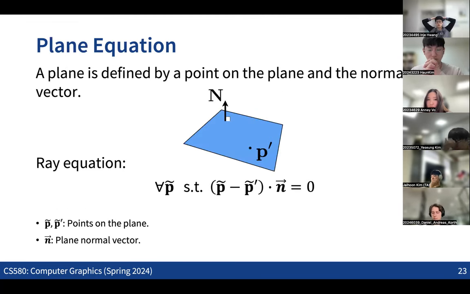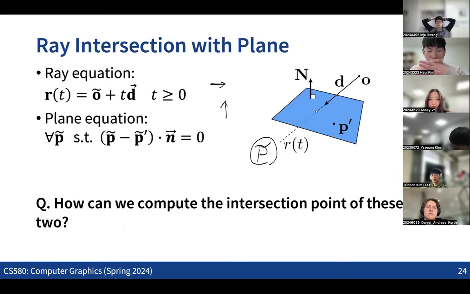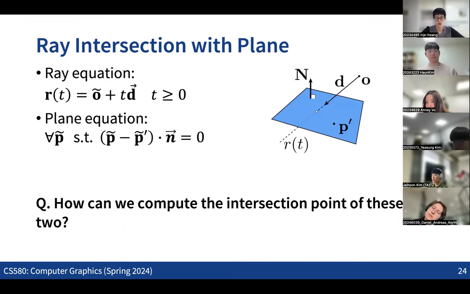Let's think about the case that we are checking the intersection between the ray and the plane. So now the plane is defined with any point over the plane, which is the tilde here, and also the normal direction over the surface. Then the simple question is: if we assume an infinite plane with any point and the surface normal, how can you calculate the intersection between the ray and the plane? So this is the first question. Please post your answer over the slide.